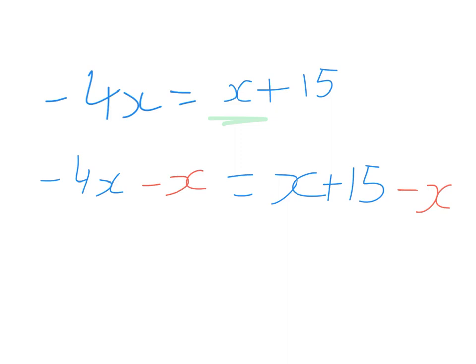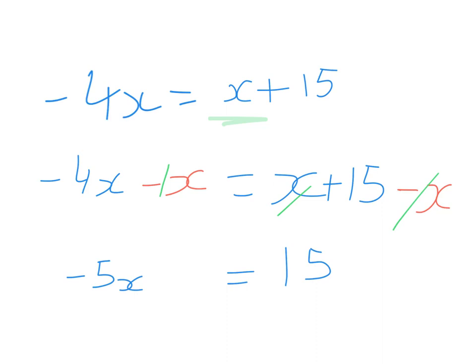So over on the right hand side, our plan originally was to have x and minus x cancel out, which they do. So we're just left with 15 on this side, and on the left hand side, minus 4x minus x. This will simplify to minus 5x. Again, you can imagine that minus x is really a minus 1x. It's just written as minus x. So if you have minus 4 of something and you take away 1, well, the signs match, so you add them and you keep that sign.